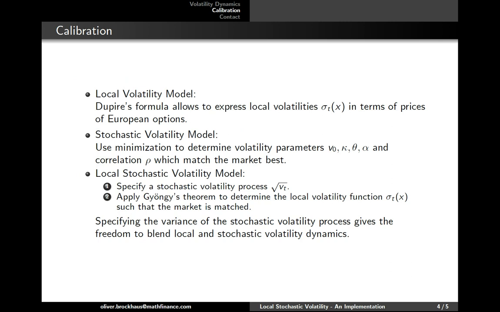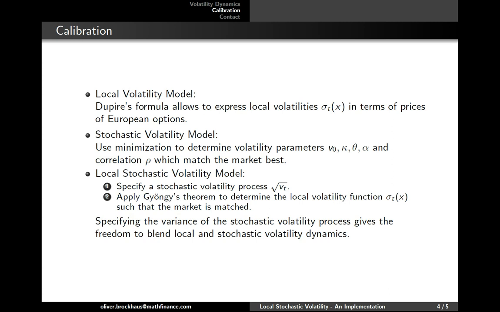All of these models need to be calibrated to the market. In the local volatility case, this is achieved using Dupire's formula, and the local volatility function can be expressed in terms of prices of market European options. In the stochastic volatility case, one has, in this case, five parameters, and one may use minimization routines to find the parameters which match the market best. In the local stochastic volatility case, one specifies a stochastic volatility process first, and then one needs to determine the local volatility function in such a way as to match the implied volatility smile of the market. So the freedom is in the stochastic volatility process, but once that's fixed, the local volatility function is determined by the market of European options, pretty much in the same way as you would have to specify it in the local volatility case.